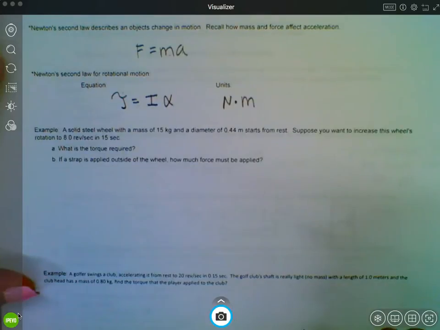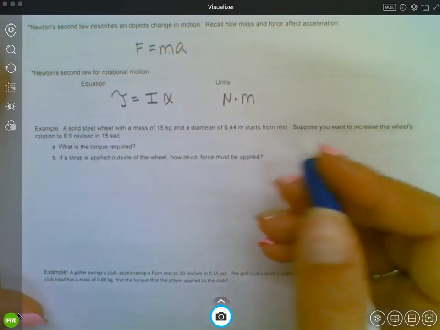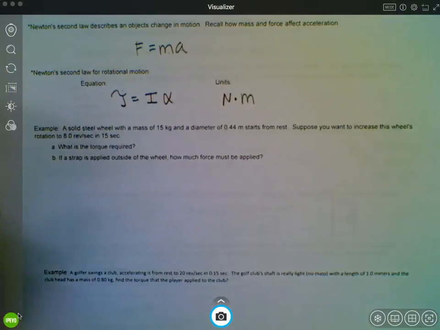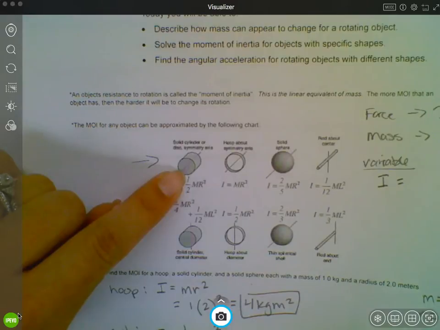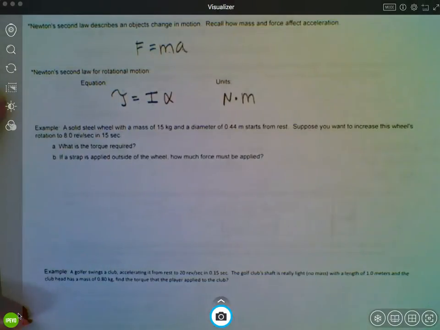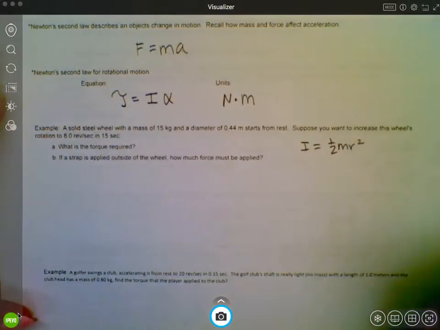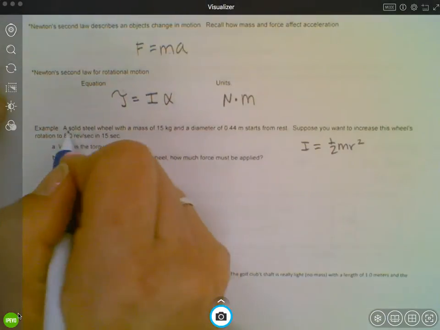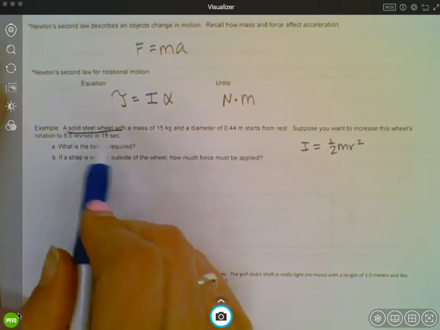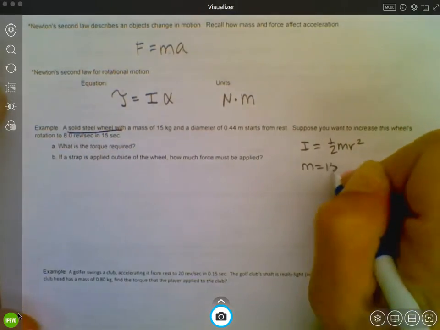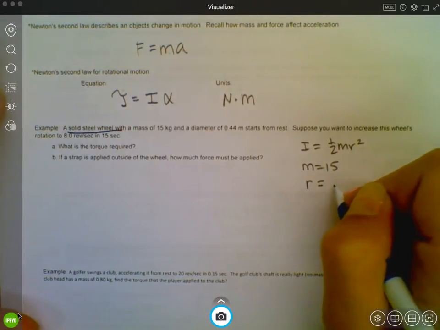Let's do an example here. A solid steel wheel, so that shape would be a solid disc. So we're going to use 1/2. I'm going to make a note of that: I is going to be 1/2 mr squared. The solid steel wheel tells us what type of moment of inertia we're going to have. It has a mass of 15 and a diameter of 0.44, but I don't like diameter, I like radius, so I'm just going to cut that in half.